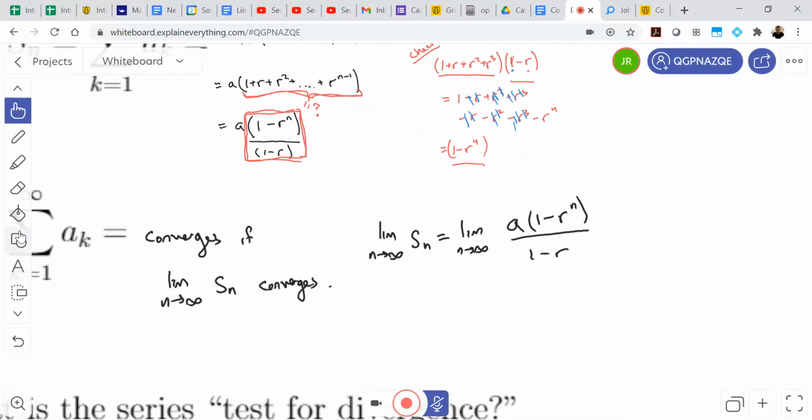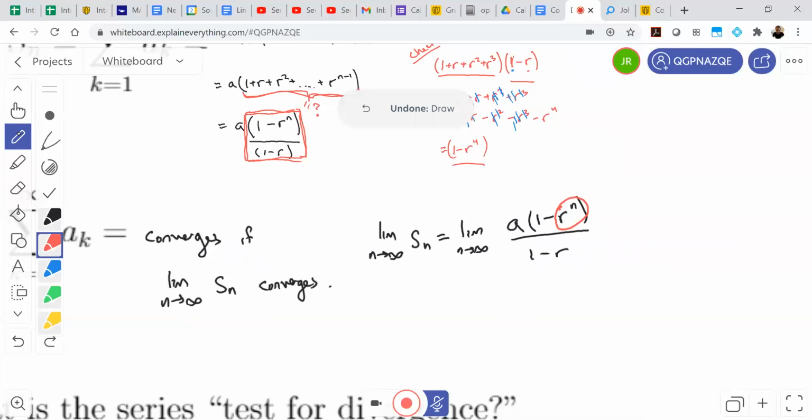And we realize that this thing will converge or diverge depending entirely on this piece right here, right? The r to the n. Everything else is just some constant number. A is whatever that first term was. R is that constant ratio in our geometric series. The only thing that's changing is this n value. So as n goes to infinity, what happens to r to the n? And we realize it depends entirely on what r is equal to.